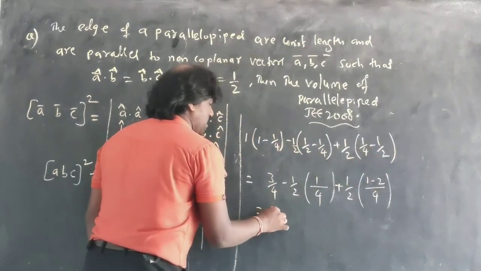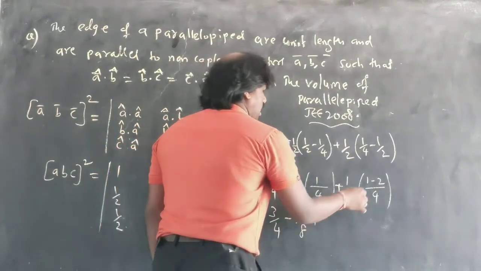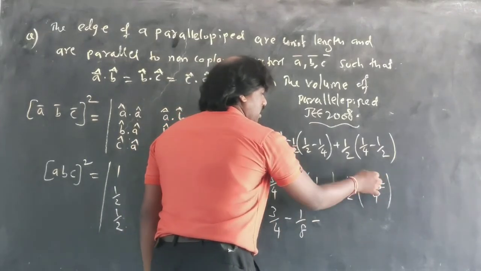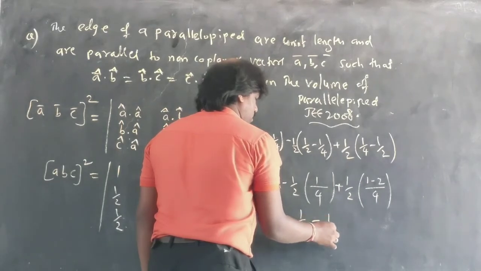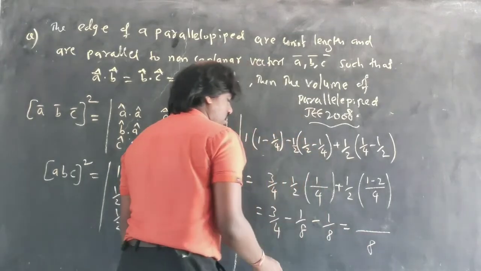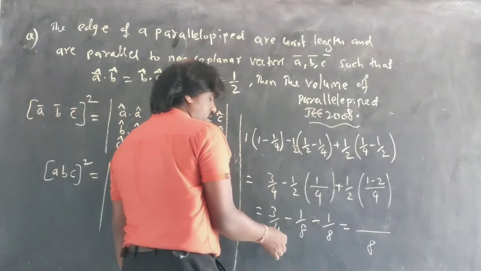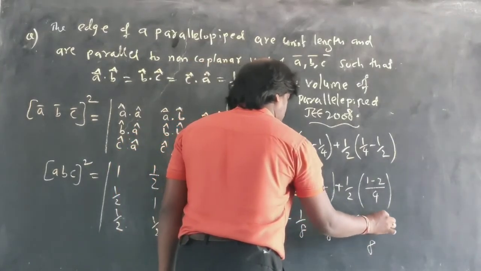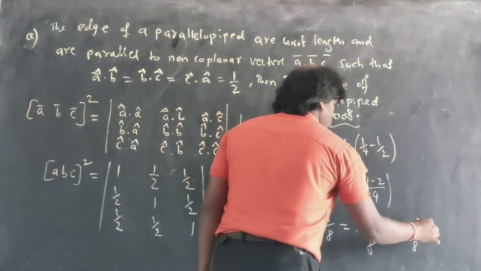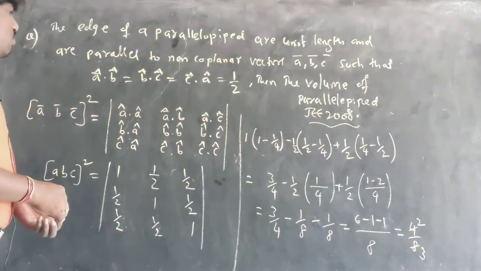It means I am getting 3 by 4 minus 1 by 8, and plus into minus gives minus 1 by 8 again. You can simplify this, and 8 is the LCM. So 6 minus 1 minus 1, that is 4 by 8, which is 1 by 2.